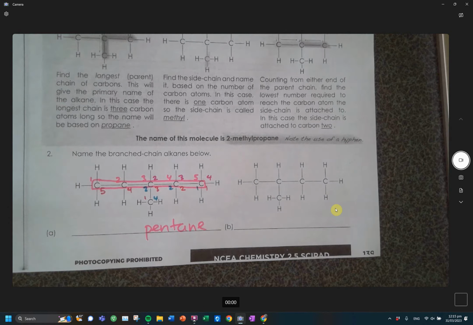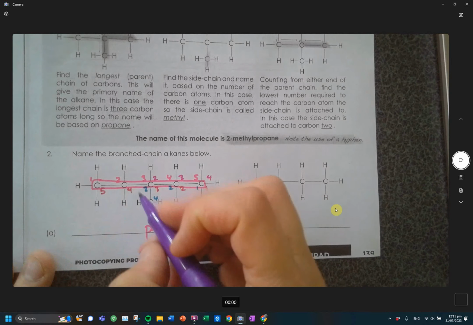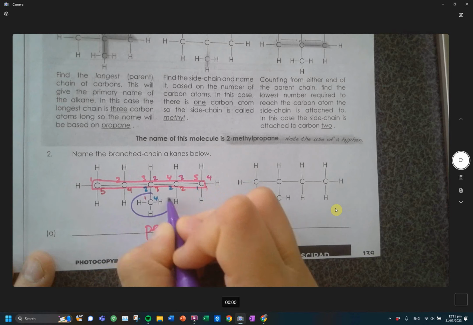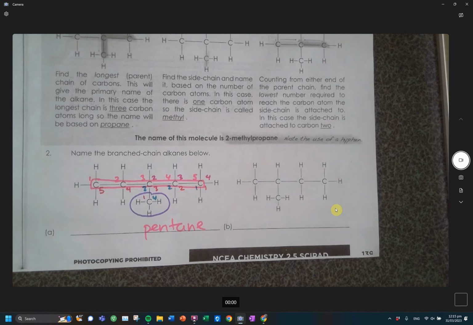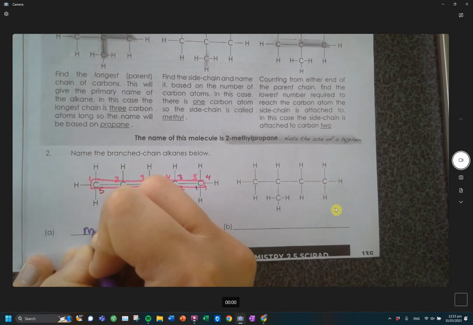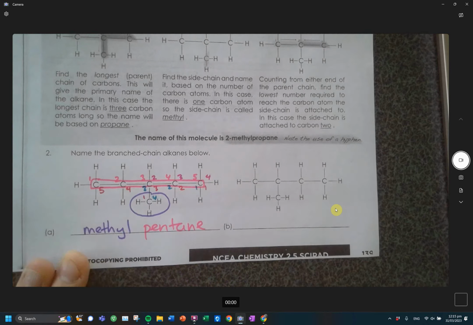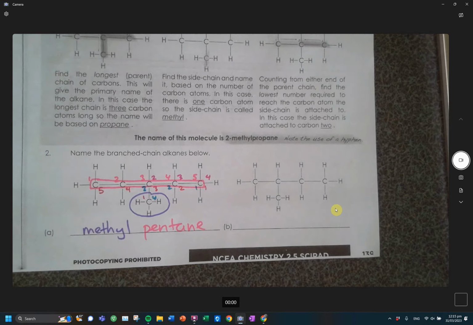All right. The next thing I then have to decide is, okay, what's happening with the branches? So I notice here that since this is my main chain, this here is a branch that's coming off of it. Do you agree with that so far? All right, since the branch is only one carbon, what would I call it? Methyl. So I have methyl pentane.